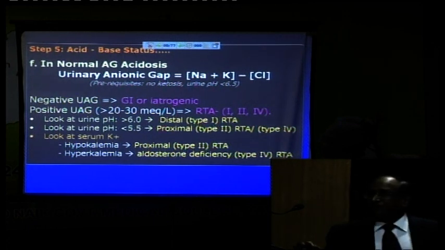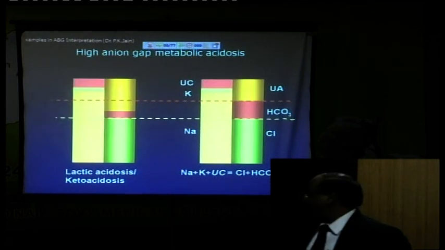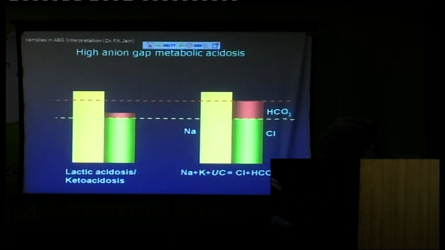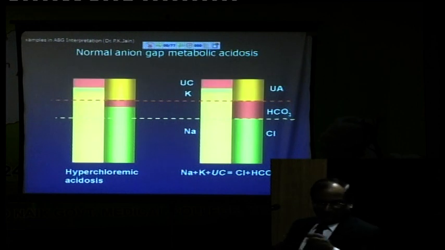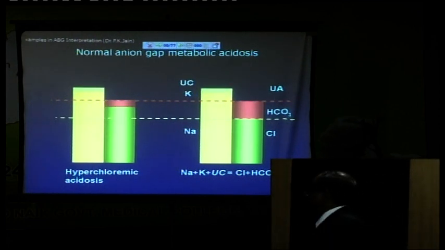When you have a normal anion gap metabolic acidosis, the cause is not obvious.